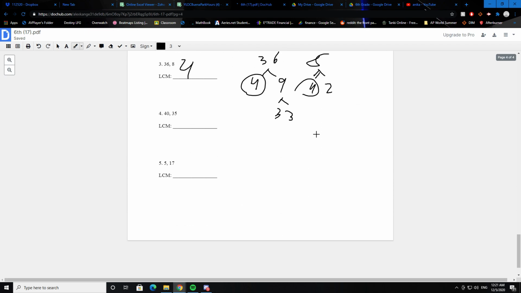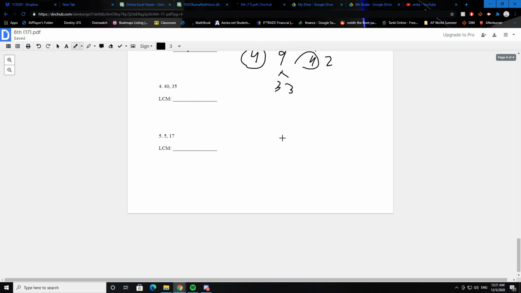And lastly, least common multiples. These are actually fairly easy. I'll just show you how to do this one. All you're doing is splitting these numbers, and you're going backwards for multiplication. It's not division, but you're going backwards. So what times what equals 5? What times what equals 17?